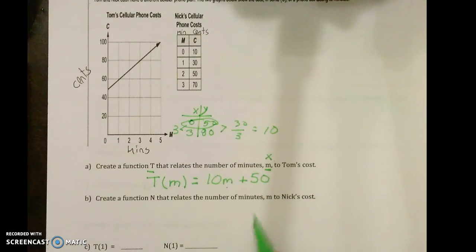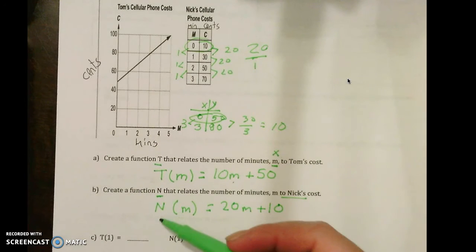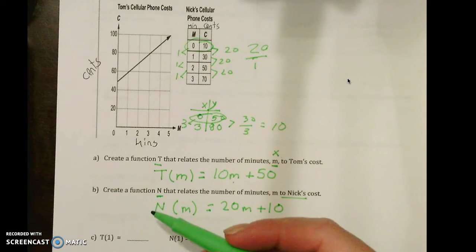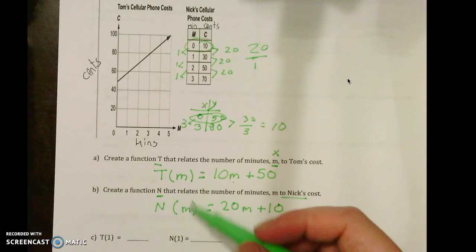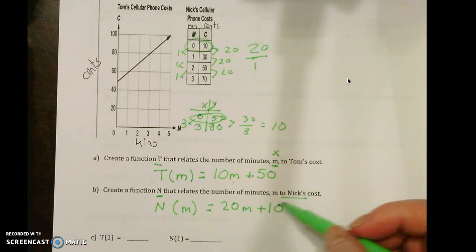So I want you to now do the same thing, and it's not multiple choice. I want you to create a function of n that relates to Nick's cost. Okay, so found the slope, n of m, so Nick's total cost per minute for however many minutes is 20m plus 10.